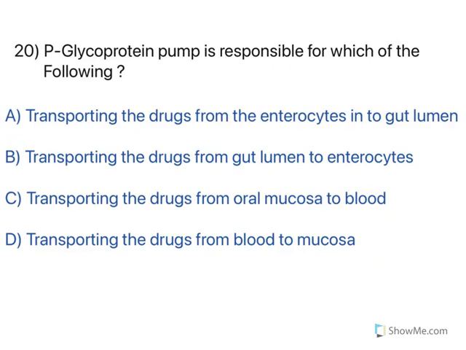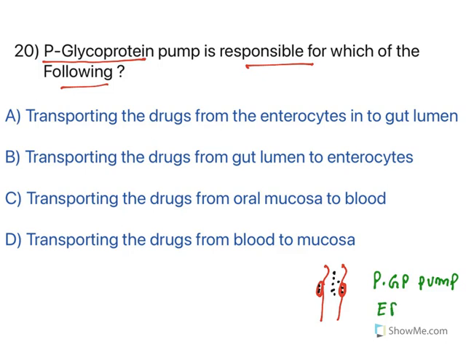Moving to the next one. Now P-Glycoprotein pump is responsible for which of the following? Now understand this, in our intestine we have enterocytes. The intestinal cells are known as enterocytes. Whatever food or drugs get into the intestine will get absorbed into these enterocytes. Now these enterocytes have this PGP pump. This is known as the PGP pump, P-Glycoprotein pump. This acts as an efflux pump. Efflux pump means all these drugs which are getting into these enterocytes will be thrown back into the intestinal lumen.